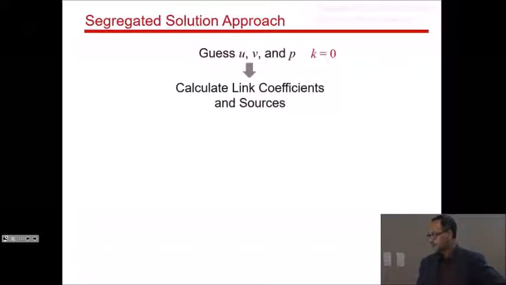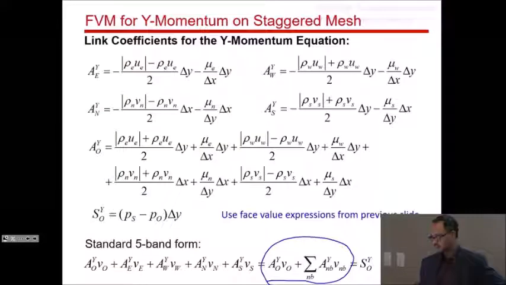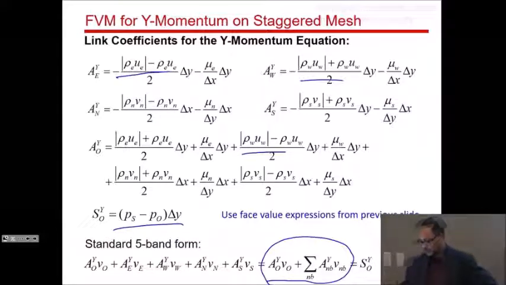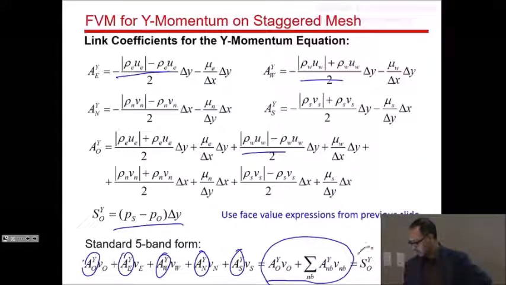Since I have my U, V, and P, I can calculate my link coefficients and sources. If you look at these expressions, if I know my U, V, P, I can calculate all these quantities, including the source. Everything I can calculate. So I can calculate all those link coefficients and my source terms. I'm basically calculating these, for example, and that.